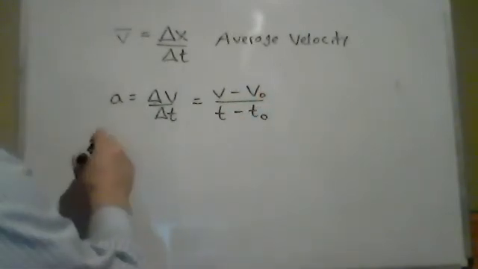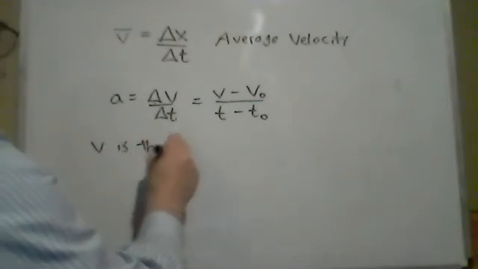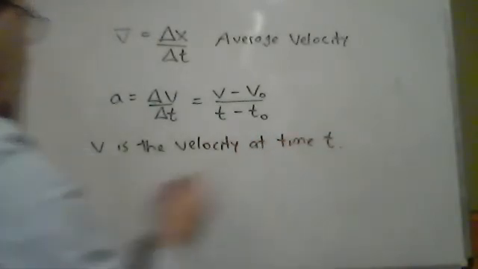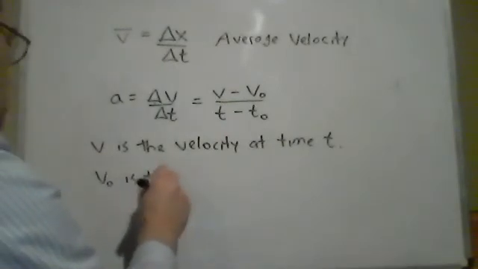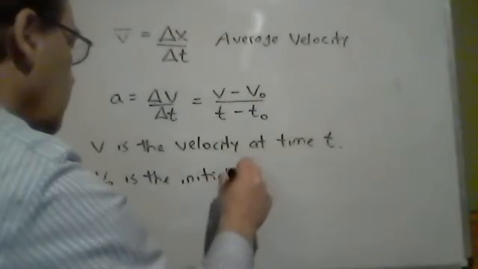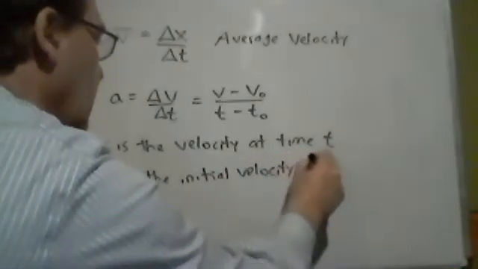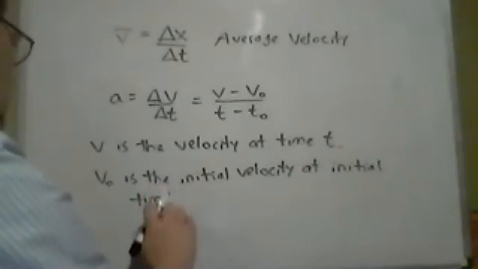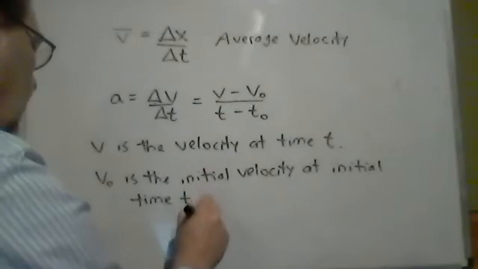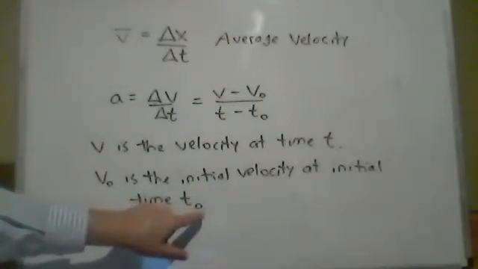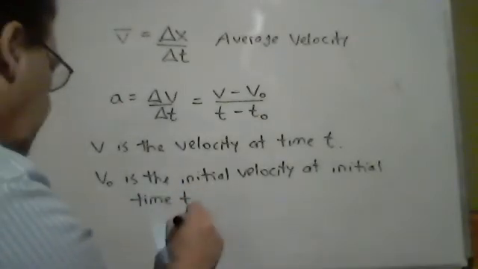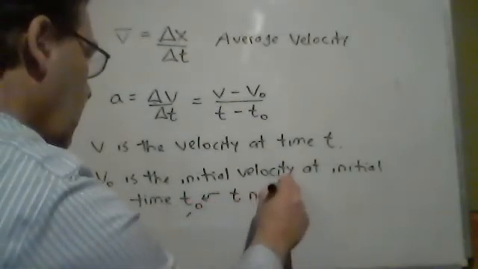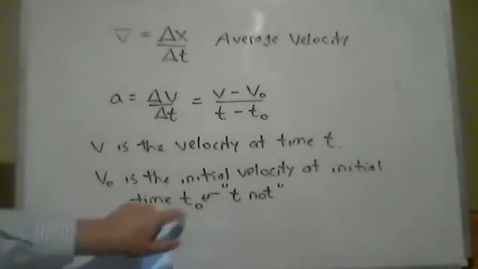So again, v is the velocity at time t, and v naught is the initial velocity at initial time t naught. When I put a little O here, oftentimes when I say initial, we refer to this as naught. So I would call this t naught. It's nomenclature that physicists use. We could say t sub 0, but oftentimes it's t naught.